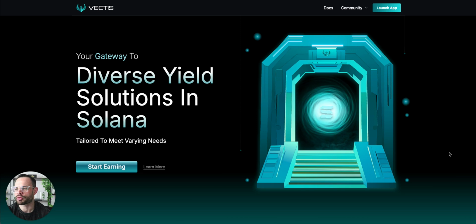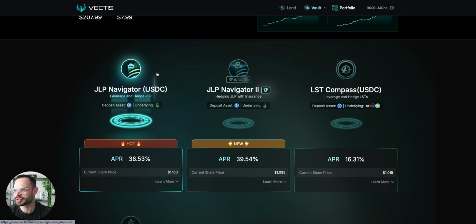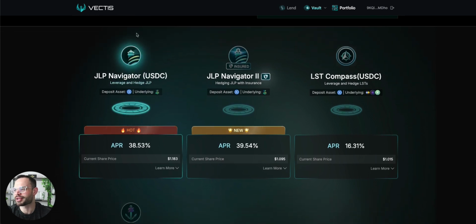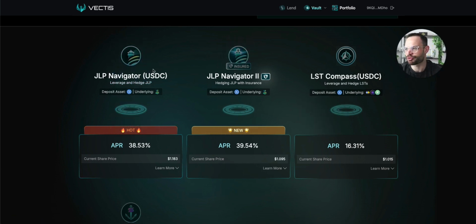So the protocol we're going to be looking at today is called Vectis, but essentially what we're doing is looking at this JLP Navigator Vault, and I'm going to show you an example I've been running for the past 6-7 weeks. We're going to describe what's happening under the hood in terms of how the delta neutral position is being created with the JLP Navigator Vault. And we're going to show you the results of running an experiment over the past 6 to 7 weeks and how you can do the exact same thing.